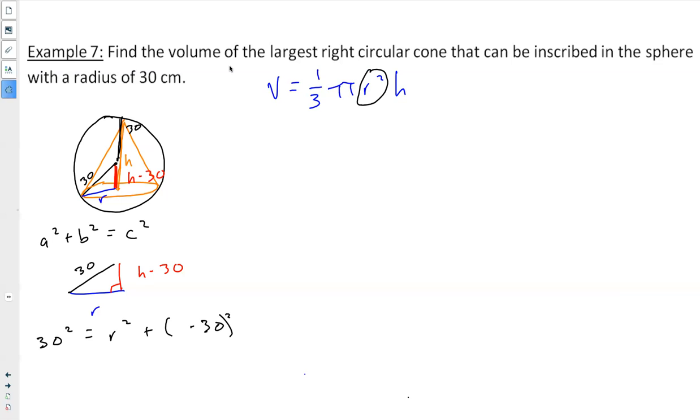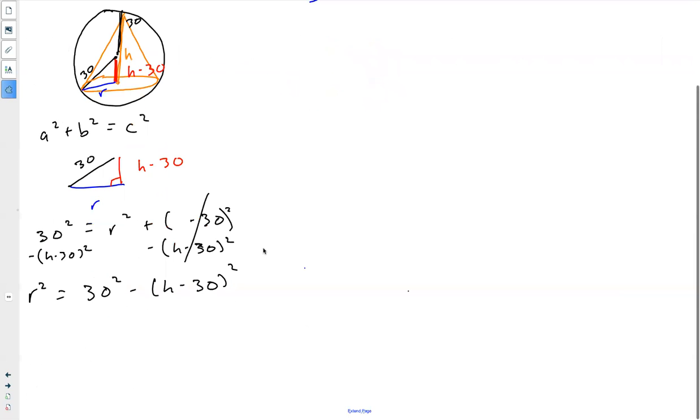Okay, so we will subtract (h minus 30) squared from both sides. Then we'll be left with r squared is equal to 30 squared minus (h minus 30) squared. So let's simplify this a little bit.